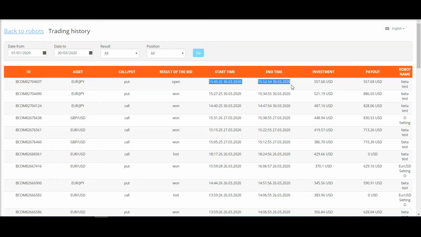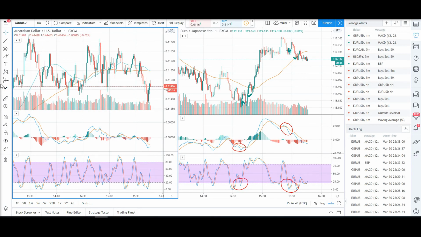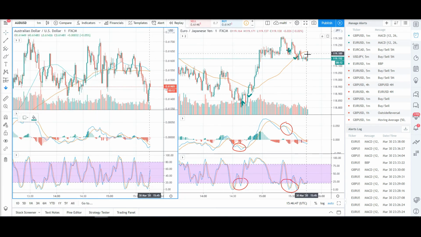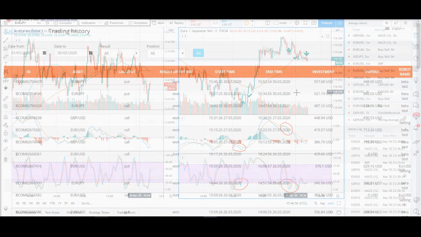Alright guys, so we have a put trade at 15:45 for Euro JPY. So I'm going to turn off the robot. Put trade at 45, which is just about one candle before. Okay, so let's see how this trade works out.